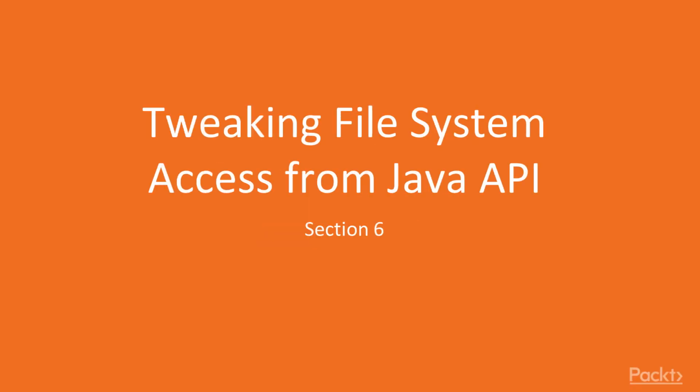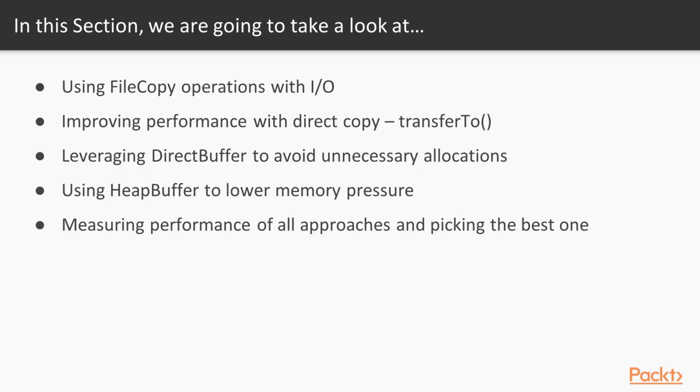Welcome to the sixth section of our course. In this section, we'll be tweaking file system access from the Java API. We'll be using file copy operations with I/O, improving performance with the direct copy transferTo method, leveraging direct buffer to avoid unnecessary allocations, then using heap buffer to lower memory pressure, and finally measuring the performance of all approaches and picking the best one.